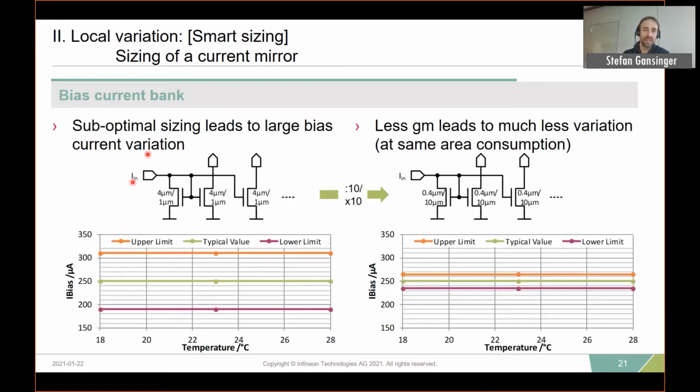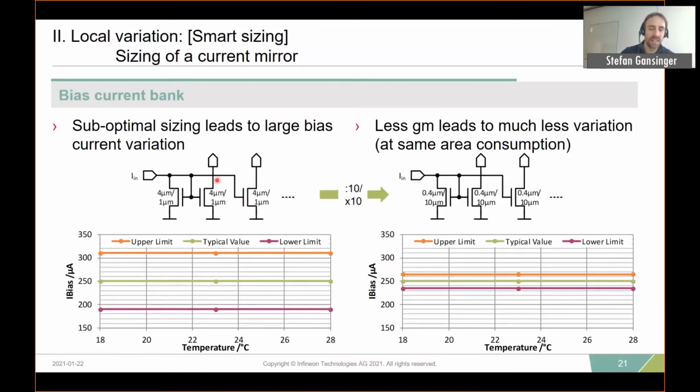Let's assume we did a design like this. We have an input bias current going into the diode, and we have many output transistors which provide the bias currents for the individual blocks on the chip. If we do a sizing like this and do some statistical simulations, the details will follow, but for the moment, assume we can estimate the maximum and the minimum current, given by the threshold variation in production.